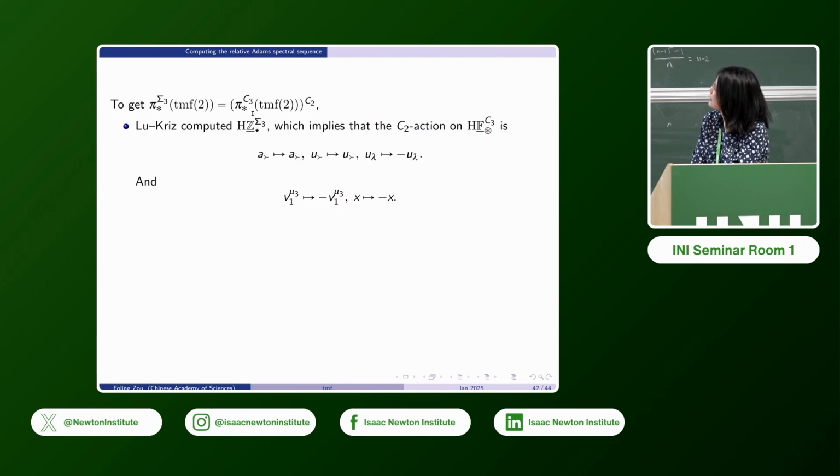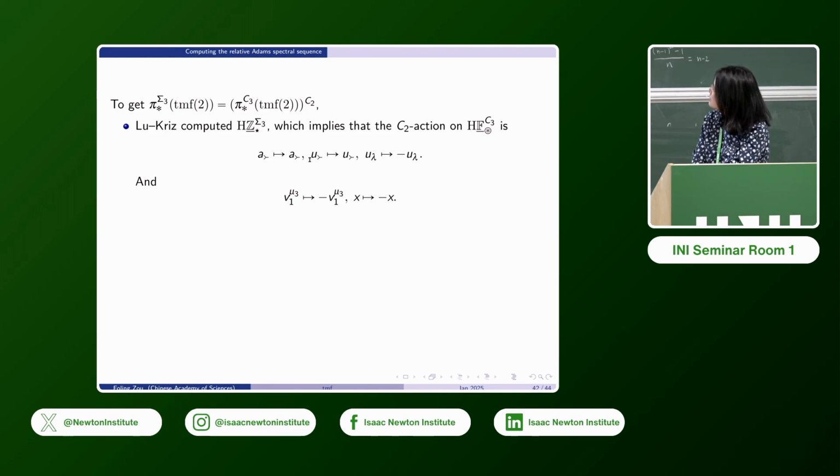And last but not least, we can get the Sigma 3 equivariant part by taking the C2 fixed part of our computation. And the way is the following. Lu and Krish computed Sigma 3 equivariant cohomology of a point, and we can use the answer to deduce the C2 action on here.